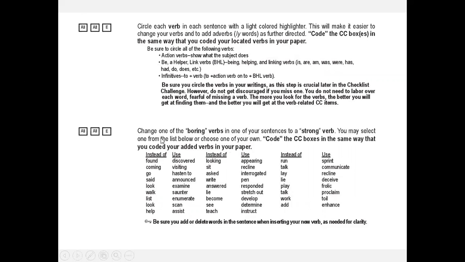All right, then they're going to change one boring verb to a strong verb in each paragraph, and they're going to code it. So if they add a verb to paragraph 1 and they highlight it in blue, they're going to highlight this in blue. They change a verb in paragraph 2, highlight it in blue, they're going to highlight the box in blue. Then if they're extensions and they put a new verb in paragraph 3, they're going to highlight it in blue and highlight this in blue.